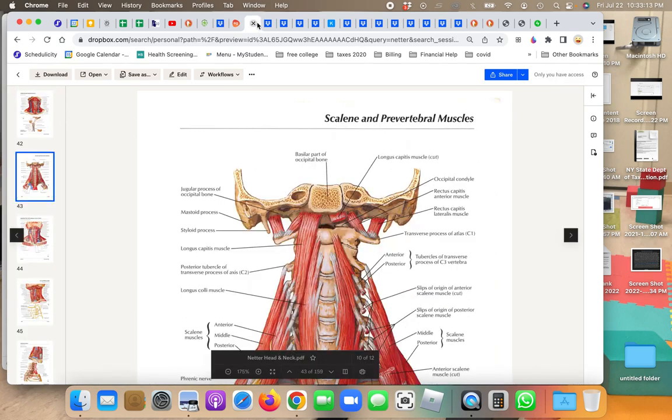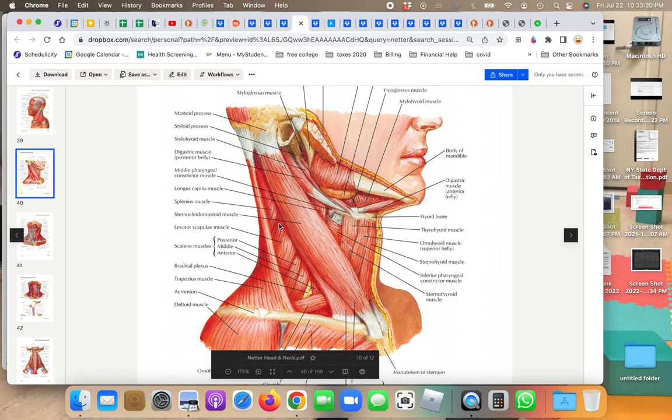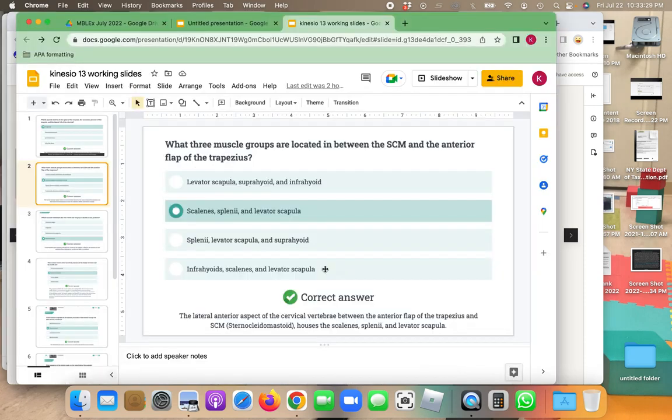I'm looking for the diagram of the neck. Upper limb, head and neck. That's probably it. There we go. Okay, so between the upper trap, here's the upper trap, right? And the SCM. Let me just go back to the question, make sure I'm reading it.